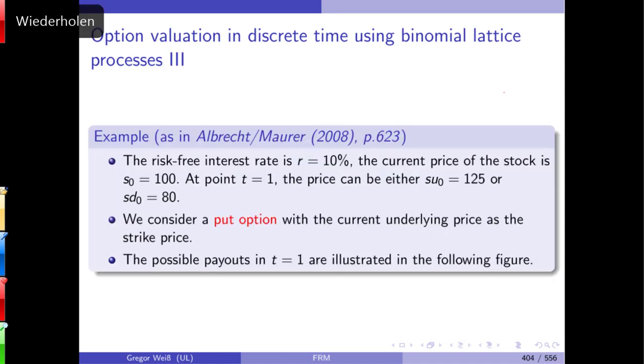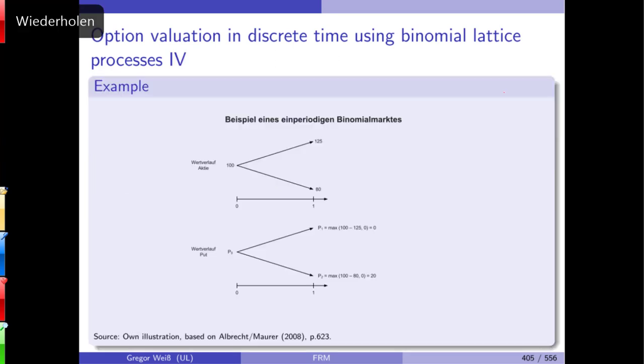Now let's do a small example from the textbook by Albrecht and Maurer. The risk-free interest rate is 10%. The current price of the stock is 100. At point one, the price can be 125 or 80. Now let's consider a put option, so we can sell at the strike, which is the current underlying price. We can sell at 100. The possible payouts are shown on the next slide. The stock goes up to 125 or down to 80, and the put will pay out 0 or 20, depending on the underlying price going up or down.